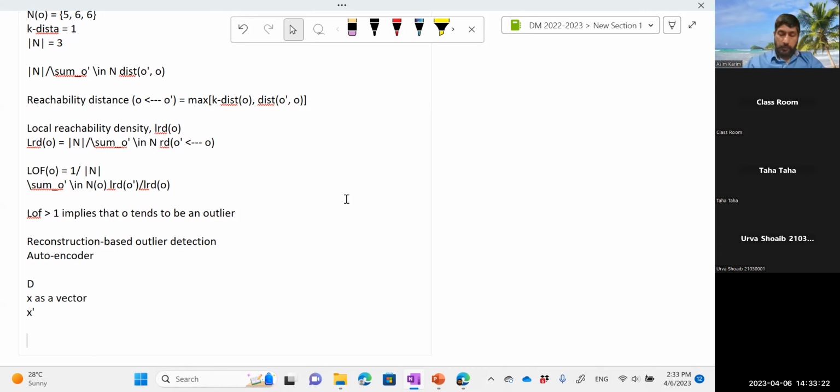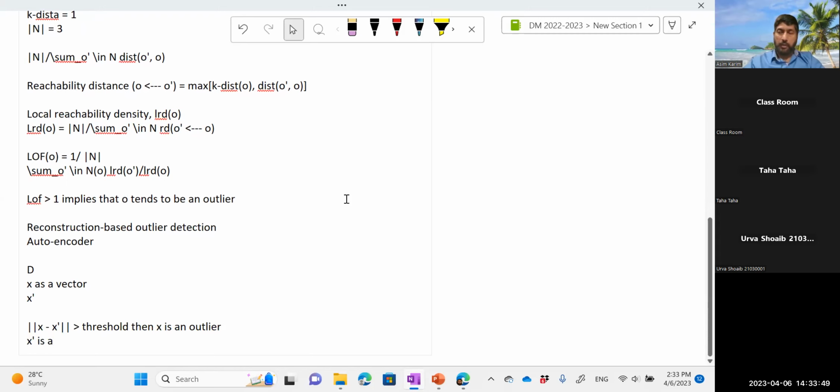Okay. So just let me repeat this again. Let me write it: x minus x prime. If this is greater than some threshold, then x is an outlier. So what is x prime? X prime is a reconstructed representation of x using some model. Okay?